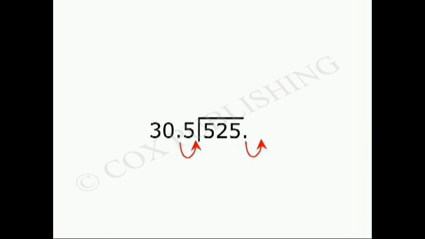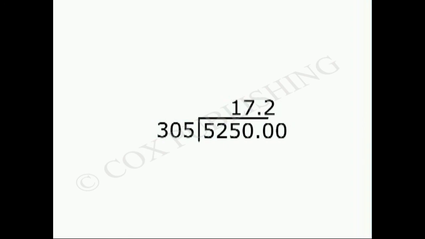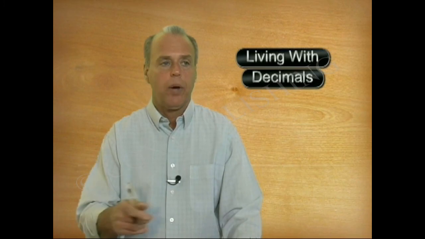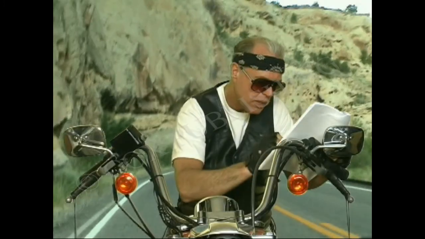30 5/10 will not divide evenly into 525, so I'm going to have to carry it out 2 places so that I can round it off to the 10th place. The answer is 17 2/10. Again, what is this number and just what does it mean? That answer is miles. The average number of miles per gallon she got on her trip.